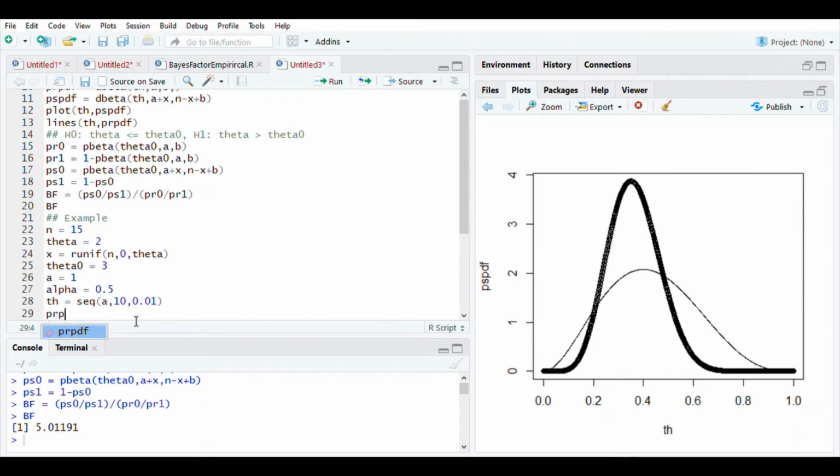Now the prior PDF is alpha into A raised to alpha upon th raised to alpha plus 1, right? This will be the prior PDF: alpha A raised to alpha upon theta raised to alpha plus 1. This expression holds only when theta is greater than A. We should not forget it.